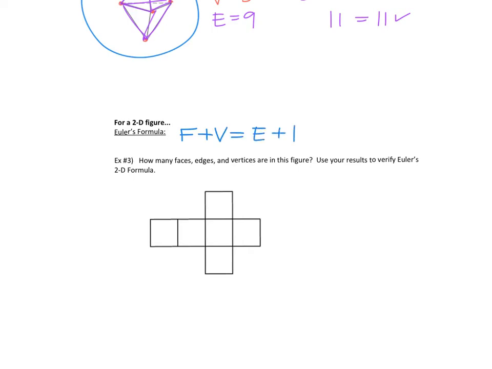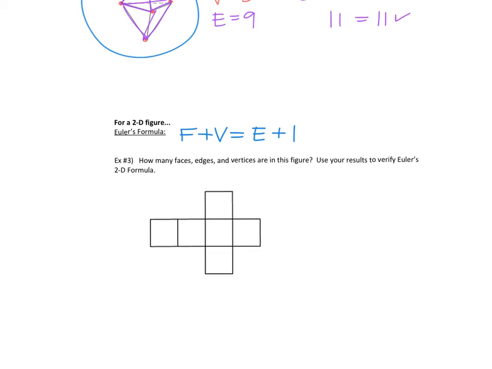Okay, so here's what I need you to think of. For a 3-dimensional figure, you add 2. For a 2-dimensional figure, you add 1. So you're taking 1 away from the type of figure, and that's what you're adding to it. Okay?